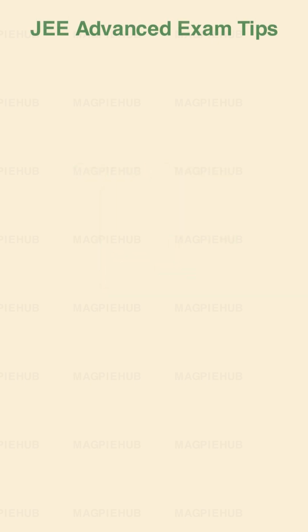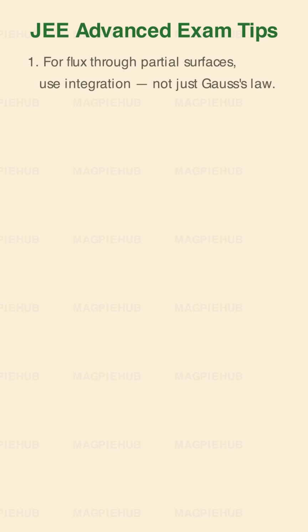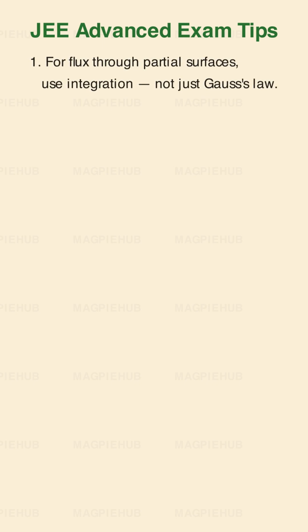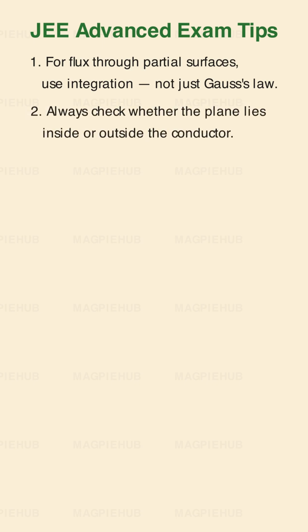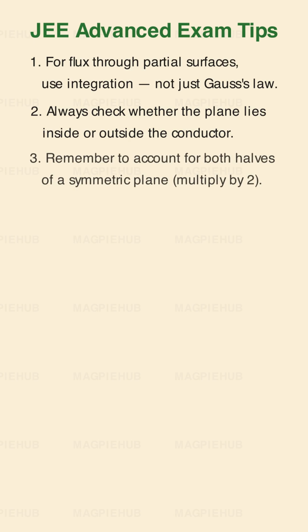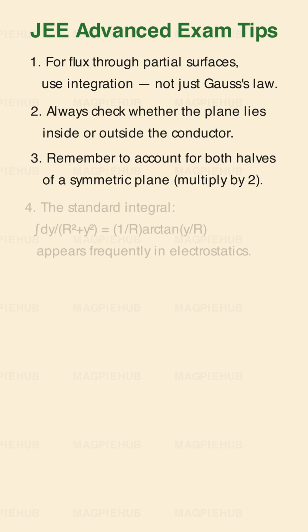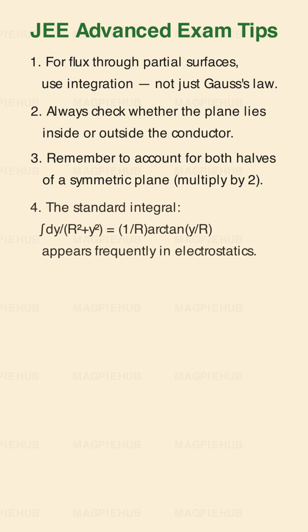Here are some important exam tips for JEE Advanced. Tip 1. For flux through partial surfaces, always set up the integration carefully. Gauss's law alone gives total flux through closed surfaces. Tip 2. Always check whether the surface or plane lies inside or outside the conductor, because E equals 0 inside a conductor. Tip 3. When a geometry has symmetry, remember to account for both halves. Here we multiplied by 2 for the two symmetric sides of the plane. Tip 4. The integral of dy over r squared plus y squared equals 1 over r tan inverse of y over r. This integral is very common in electrostatics problems involving cylindrical symmetry.